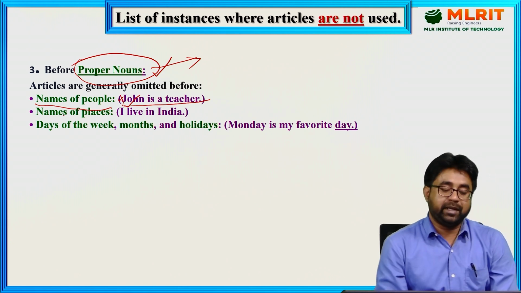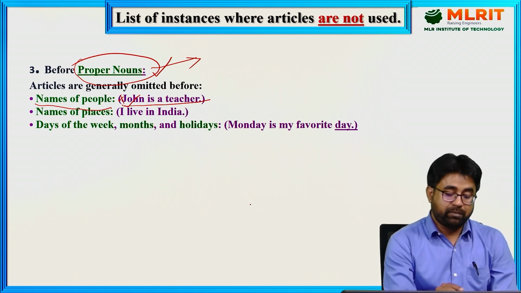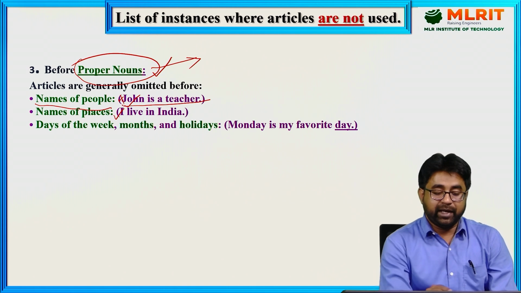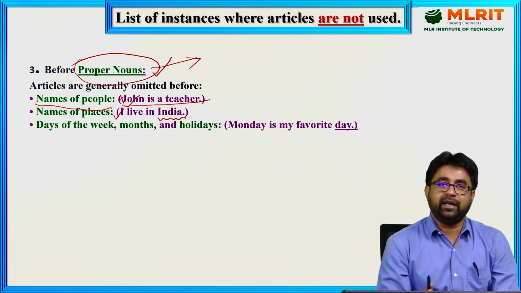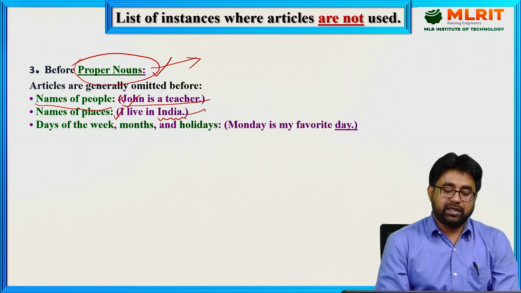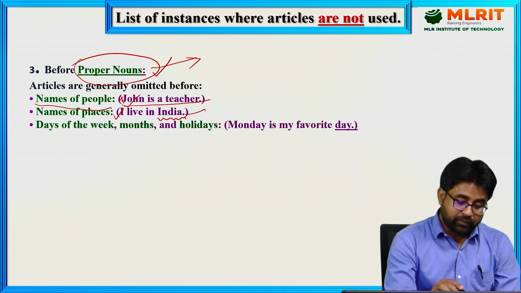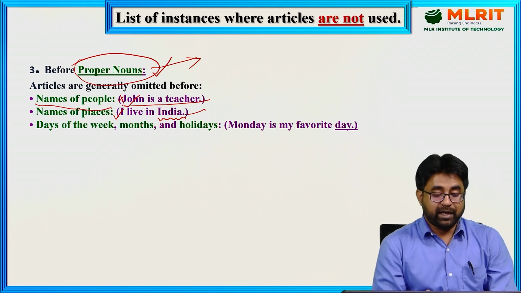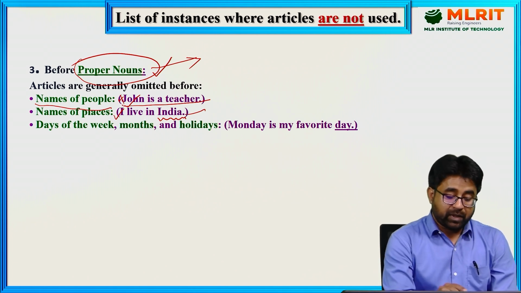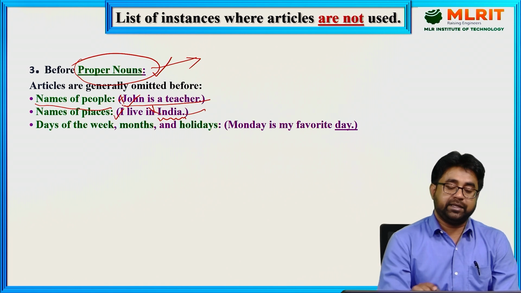Similarly, names of places. Before the name of a place, you can see here, I live in India. So what is the place? India, right? This is a place. It is a proper noun also. So before that, we are not using any article. I live in India. There is no article.